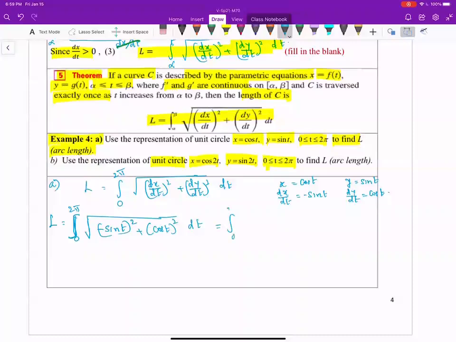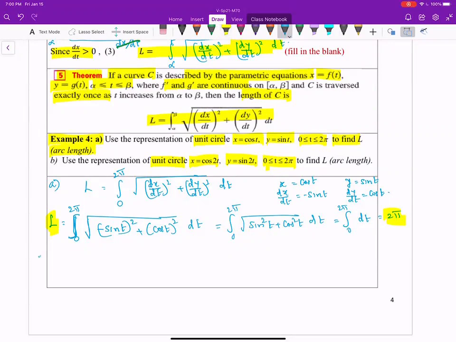That is the integral 0 to 2 pi of the square root of sine square t plus cosine square t. By the Pythagorean identity, it is 1. So the integral 0 to 2 pi of 1 dt is equal to 2 pi. So for part A, the length of the curve is nothing but the circumference of the circle whose radius is 1, because it is a unit circle. Unit circle means the radius of the circle is 1. So it is 2 pi r, r equals 1. So we get L equals 2 pi for part A.